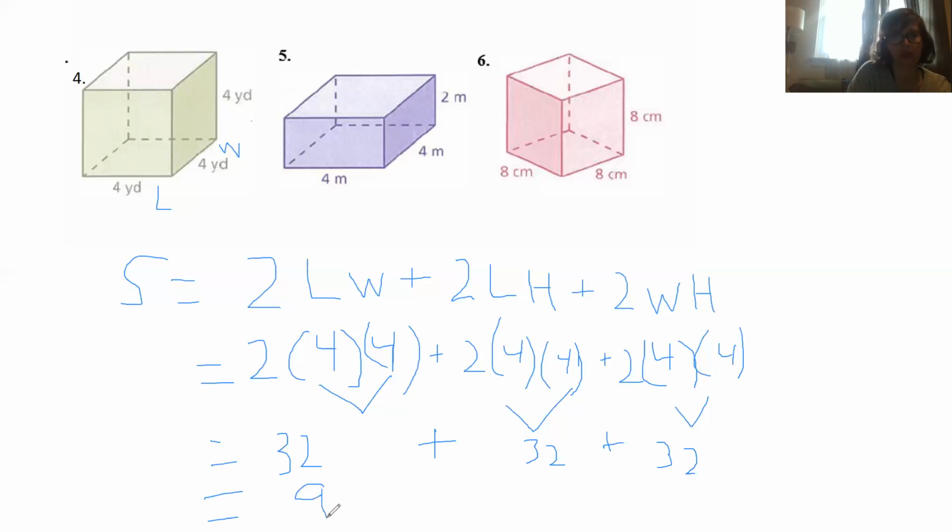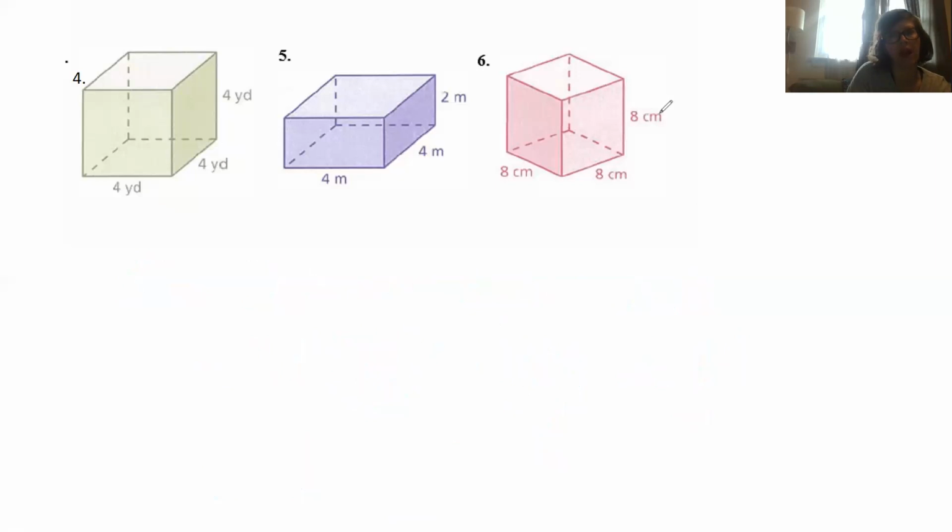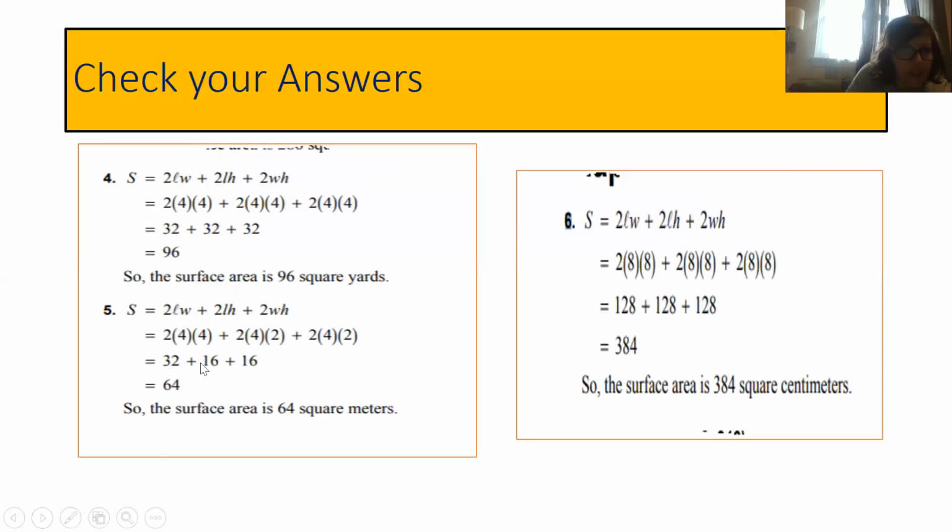All right, so hopefully you came out with 96, and it was yards squared, okay? All right, here's what we're gonna do. I'm gonna go ahead and clear all that, and we're gonna double check. Yep, here is our answer. So 2 times 4 times 4 plus 2 times 4 times 4 plus 2 times 4 times 4, which gave us 32 plus 32 plus 32, which gave us 96.